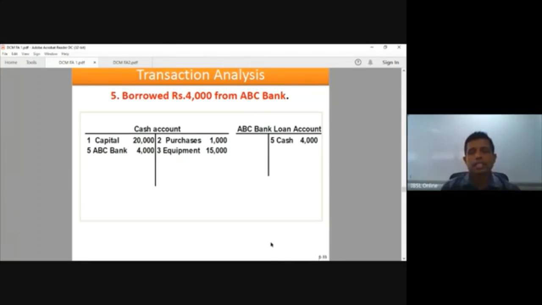Then you have a liability called ABC Bank Loan Account, where you have to make payment at a future date. That is called a liability. Liability also increases. Right? Liability increase, that will be a credit entry, 4,000. To debit cash, you credit the ABC Bank Loan Account. That is a liability.